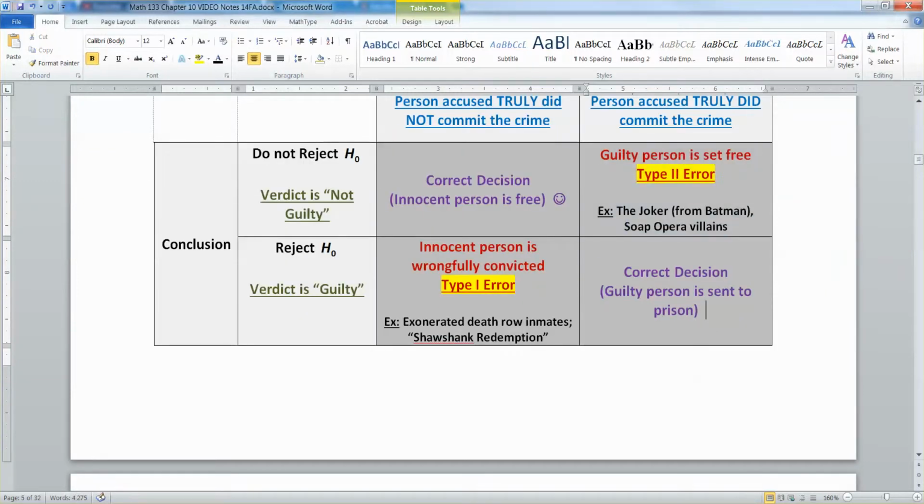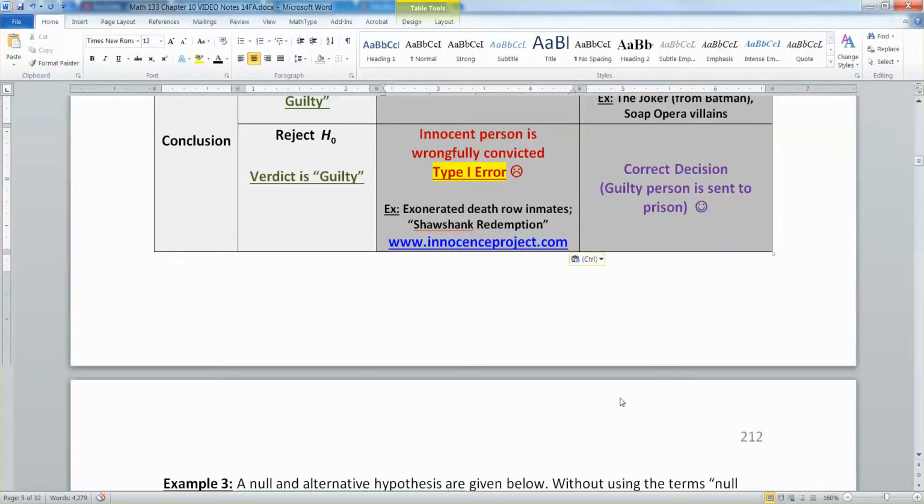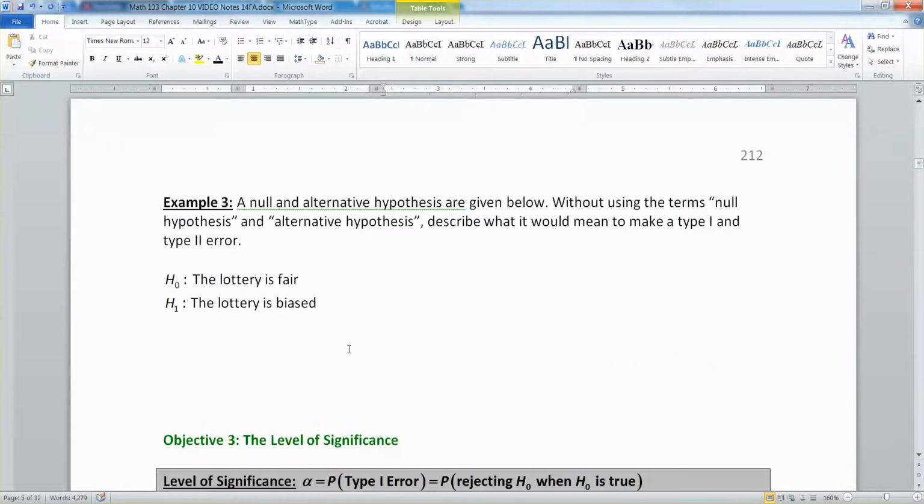Oh, I should have put a smiley face in here. And these are frowny faces. There we go. I pasted in the link so you could go to it if you're interested, which is www.innocenceproject.com.